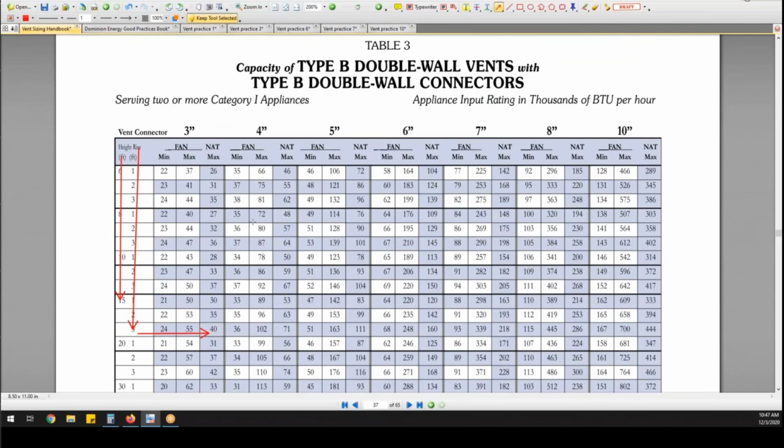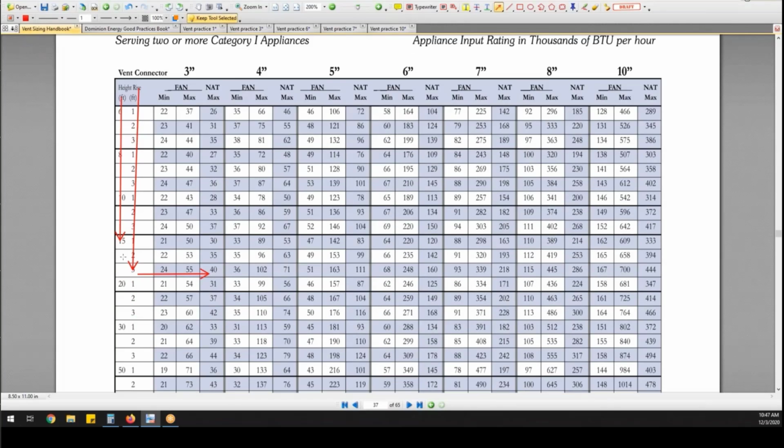The reason I do that is double wall always, most of the time, works, but double wall is expensive. So guys want to try to switch to single wall when they can to save money. And the charts will allow you, as long as you fall within the parameters. So now my furnace is a fan assisted furnace at 100,000 BTUs. So again, I come down my height column to 15 feet, but now my rise has changed to 2. Okay, so we move that arrow up there.